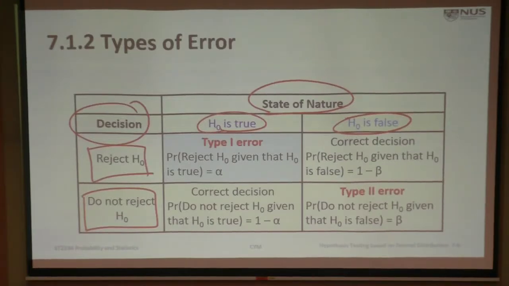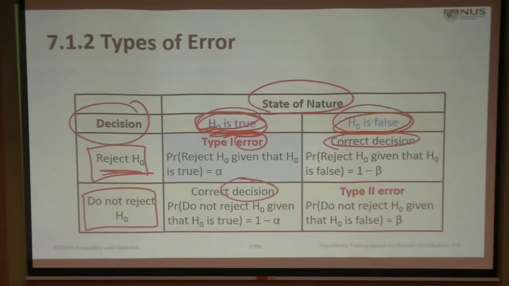So if H0 is true, and I make a decision to reject H0, I commit an error. But if H0 is false and I reject H0, then I make the right decision. So I make the correct decision, no mistakes. On the other hand, if the null hypothesis is true and I do not reject it, again I make the correct decision. So no error. Only when the null hypothesis is false and I do not reject it, then I commit an error.